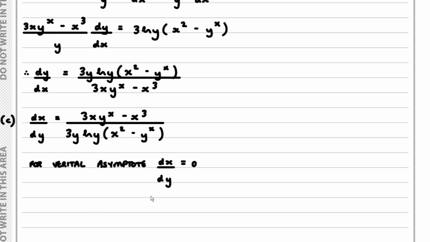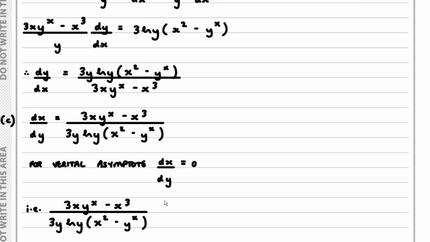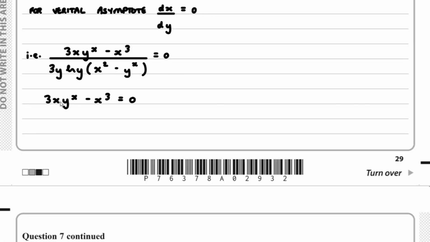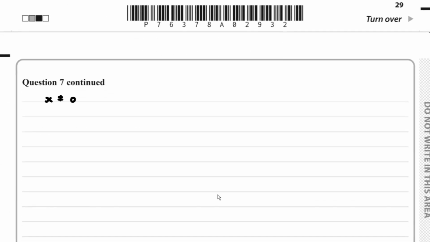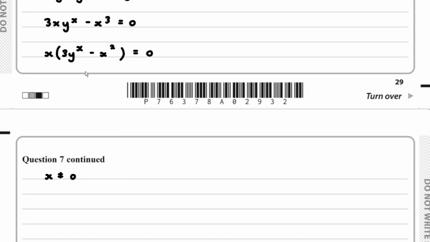So, for the vertical asymptote, we know that dx over dy equals 0, and setting this equal to 0, we have the following equation. So we've got 3x y to the x subtract x cubed equals 0, and if I factorise out an x, I've got x multiplied by 3y to the x subtract x squared equals 0. Now of course, x cannot equal 0, which means I would have 3y to the x subtract x squared equaling 0, and from this, y to the x is equal to x squared over 3. I'll call this equation 1.